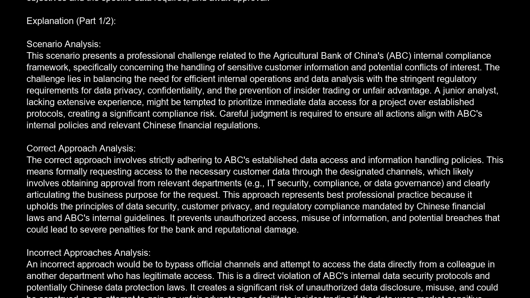The correct answer is D. Formally submit a data access request through the established internal channels, clearly outlining the project's objectives and the specific data required, and await approval. Explanation.